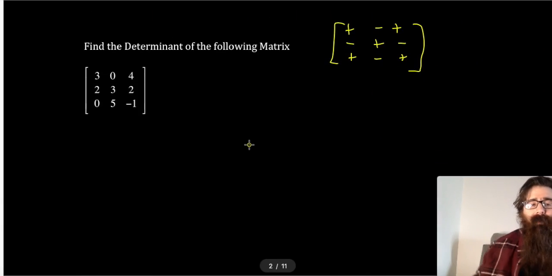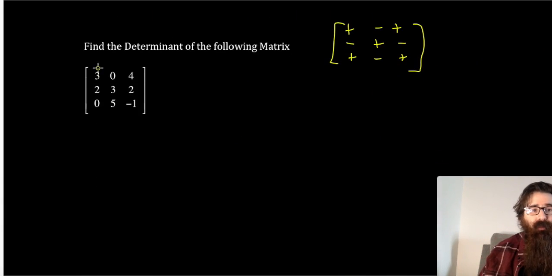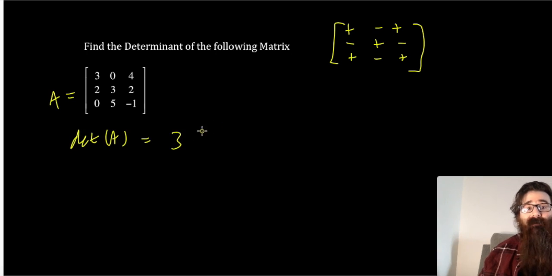So I'll say, okay, when I find this determinant, I can start by bringing out this 3, and I'm just going to go across the top row, from left to right: 3, 0, 4. When I bring out this 3, it's associated with a plus sign, so I don't flip its sign. I keep it as a 3. So I'll name this A, and we'll say the determinant of A. When I bring out that 3, I now have to multiply this by the smaller 2 by 2 matrix that I get when I remove this entry's row and column.